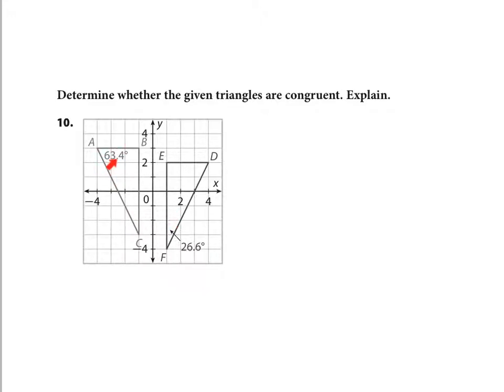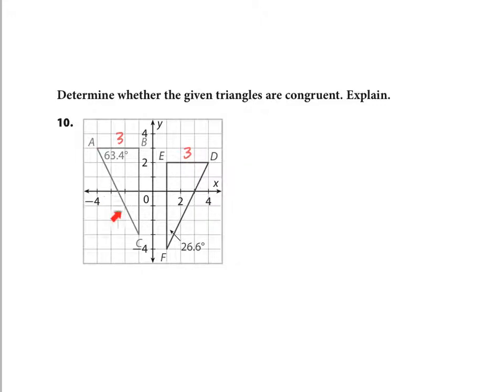So what makes this difficult is they don't give us a ton of information. They just give us 63.4 degrees is this angle A, 26.6 degrees is this angle F. But the fact that it's on a coordinate plane allows us to find more measures because it makes this thing look more precise. And what I mean is this horizontal part AB, we can count that. That's 3. And ED is also 3. Right? We can also count BC and we can count EF.